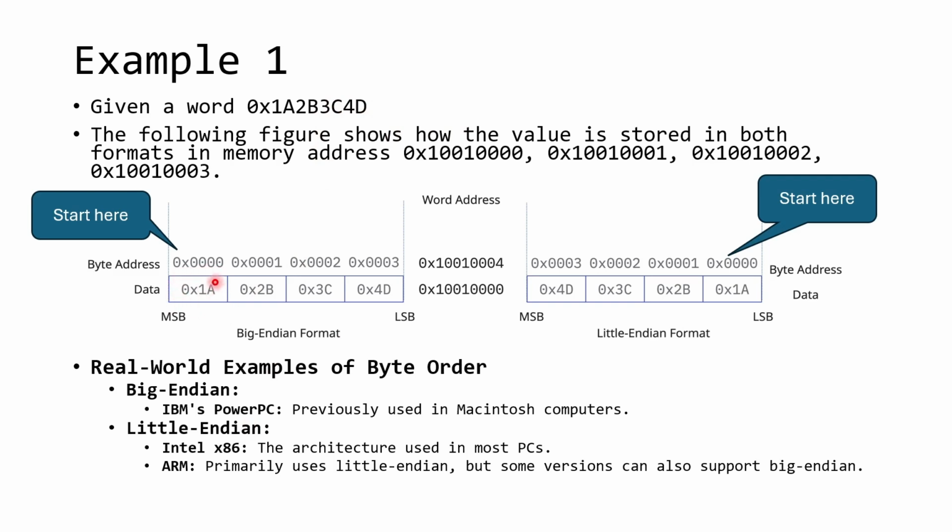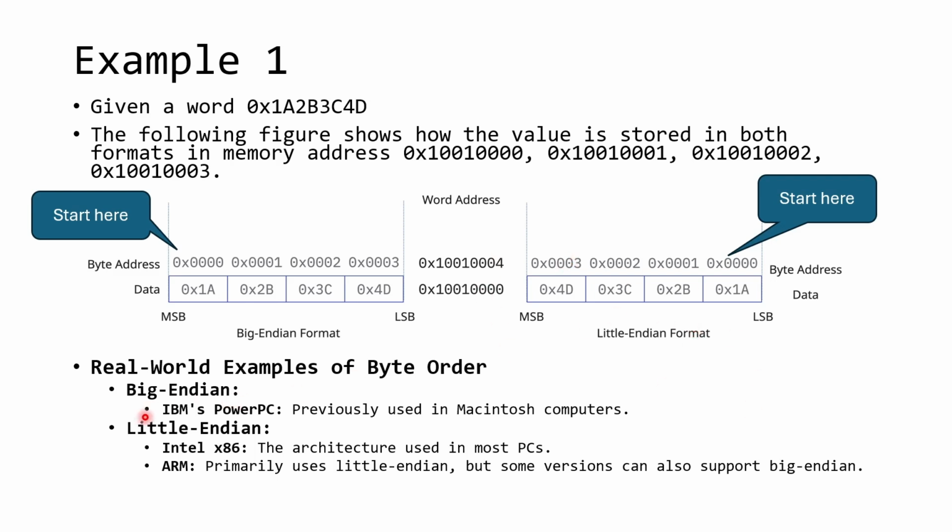from the left side. The left side is the lowest one. If we start from the left side, 1A, 2B, 3C, 4D, that is big endian. But for little endian, we start from the least significant byte on the right side. 1A, 2B, 3C, 4D. You will be able to see that inside MARS, and you can determine if your processor or your computer is big endian or little endian format.